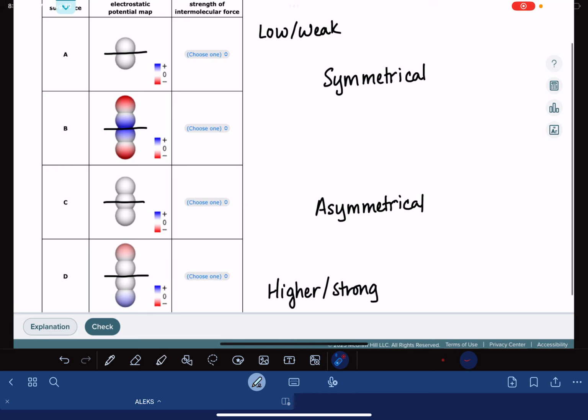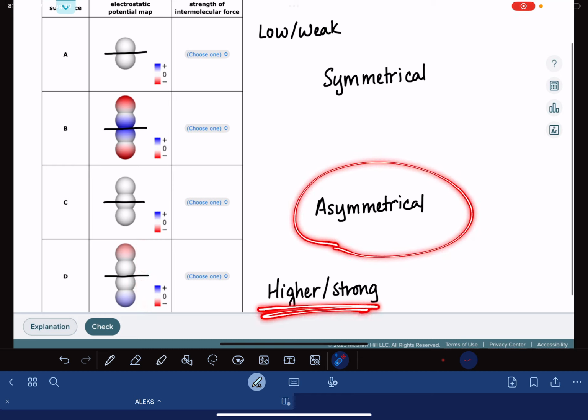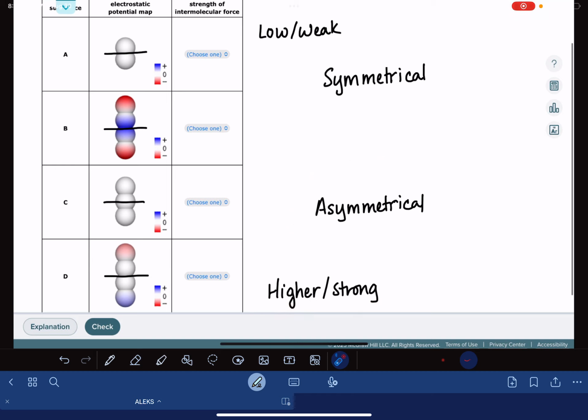This one is not. This one is red on the top and blue on the bottom. This is an asymmetrical molecule. The asymmetrical molecules are the ones that have the highest or strongest intermolecular forces. We only have one. I'm going to use the letter A for asymmetrical, symmetrical, symmetrical, symmetrical. We only have one, and ALEKS is going with number 1 for the molecule that has the highest intermolecular forces.